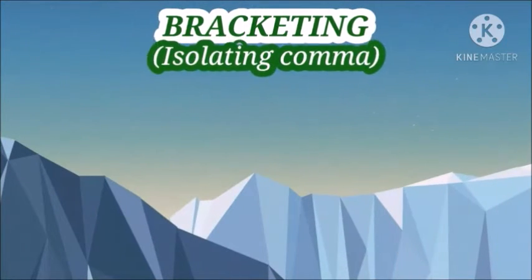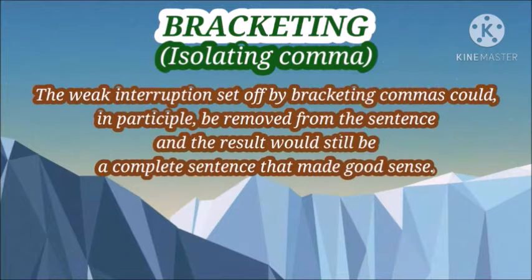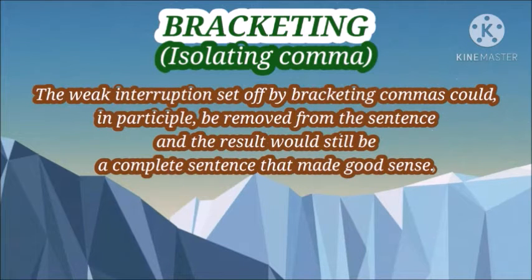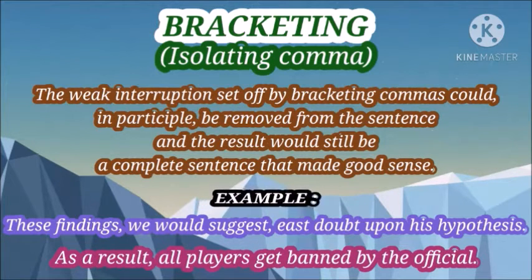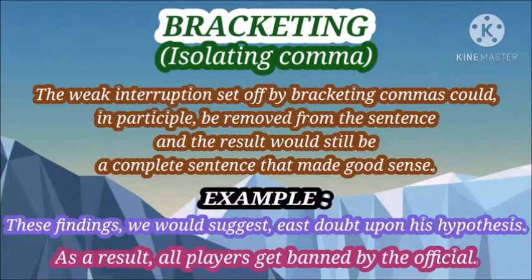Next is the bracketing or isolating comma. The weak interruption set off by bracketing commas could, in principle, be removed from the sentence, and the result would still be a complete sentence that made good sense. When it is added at the beginning or end of a sentence, only one comma is added. Example, these findings, we will suggest, cast doubt upon his hypothesis.